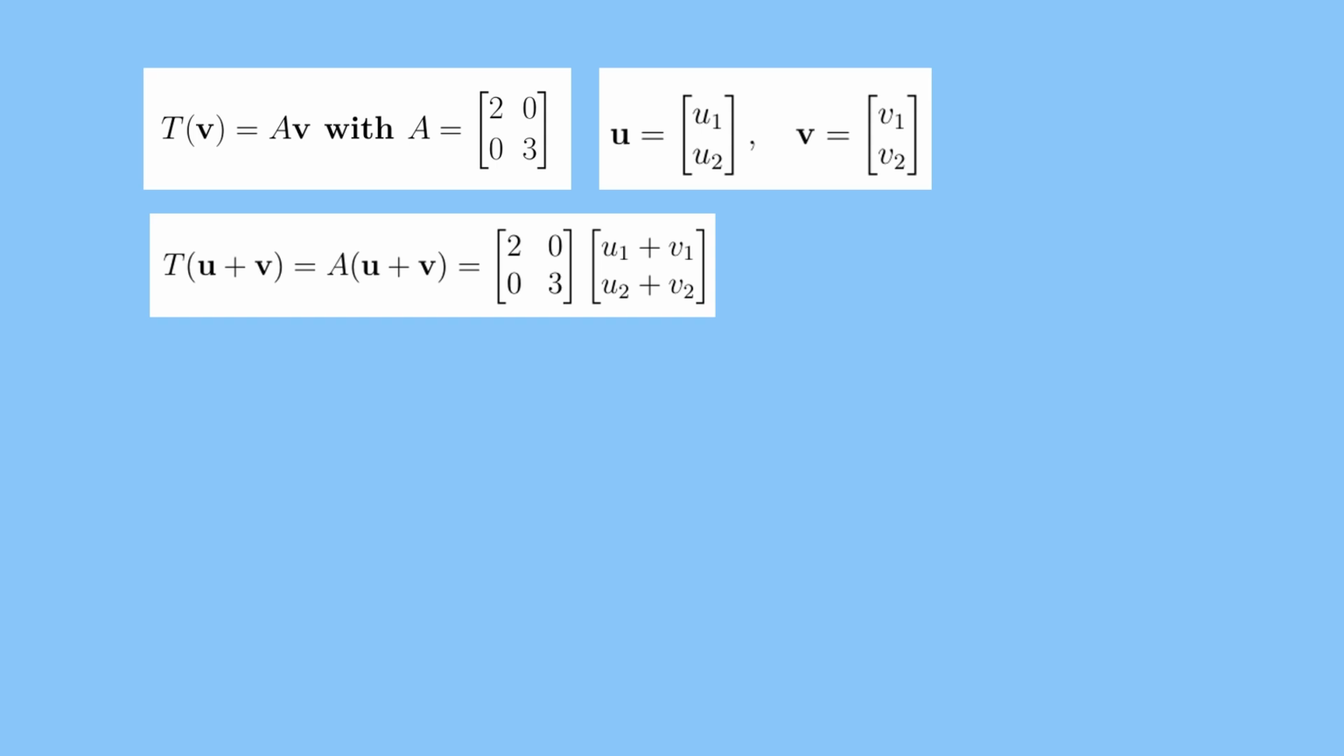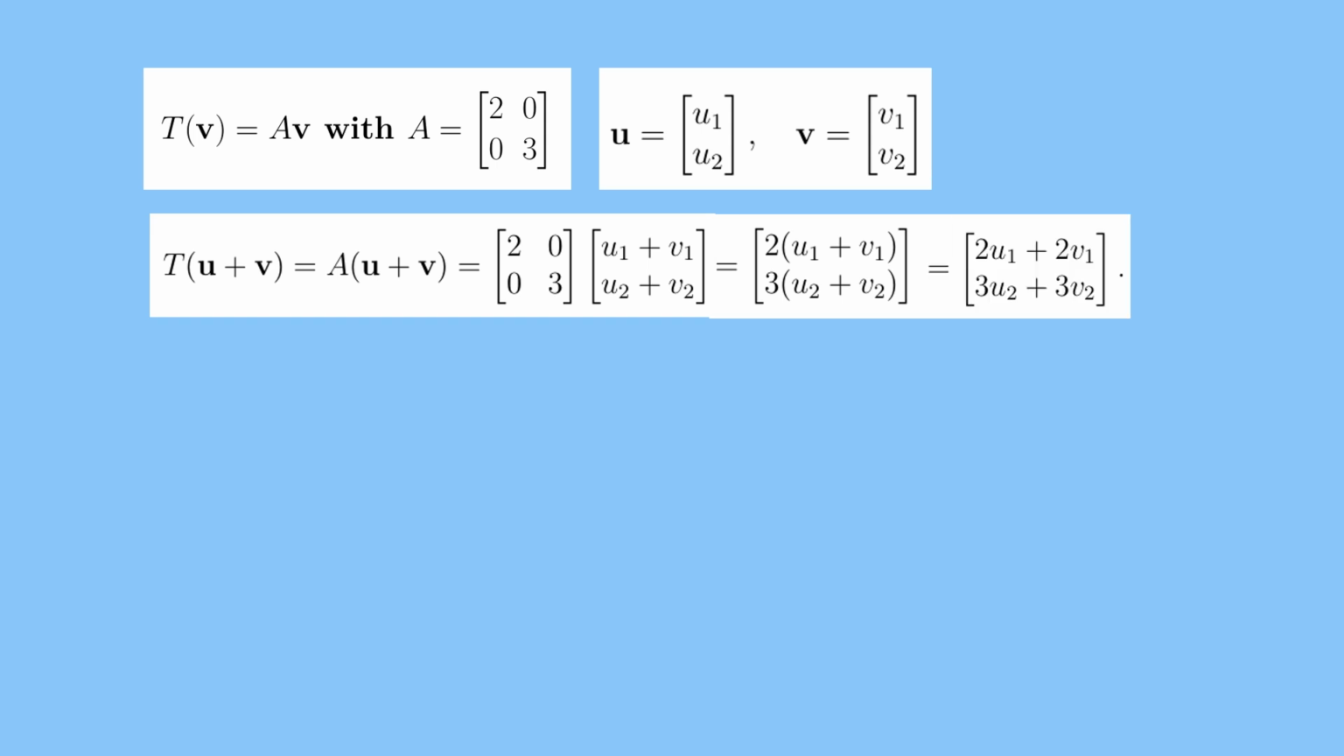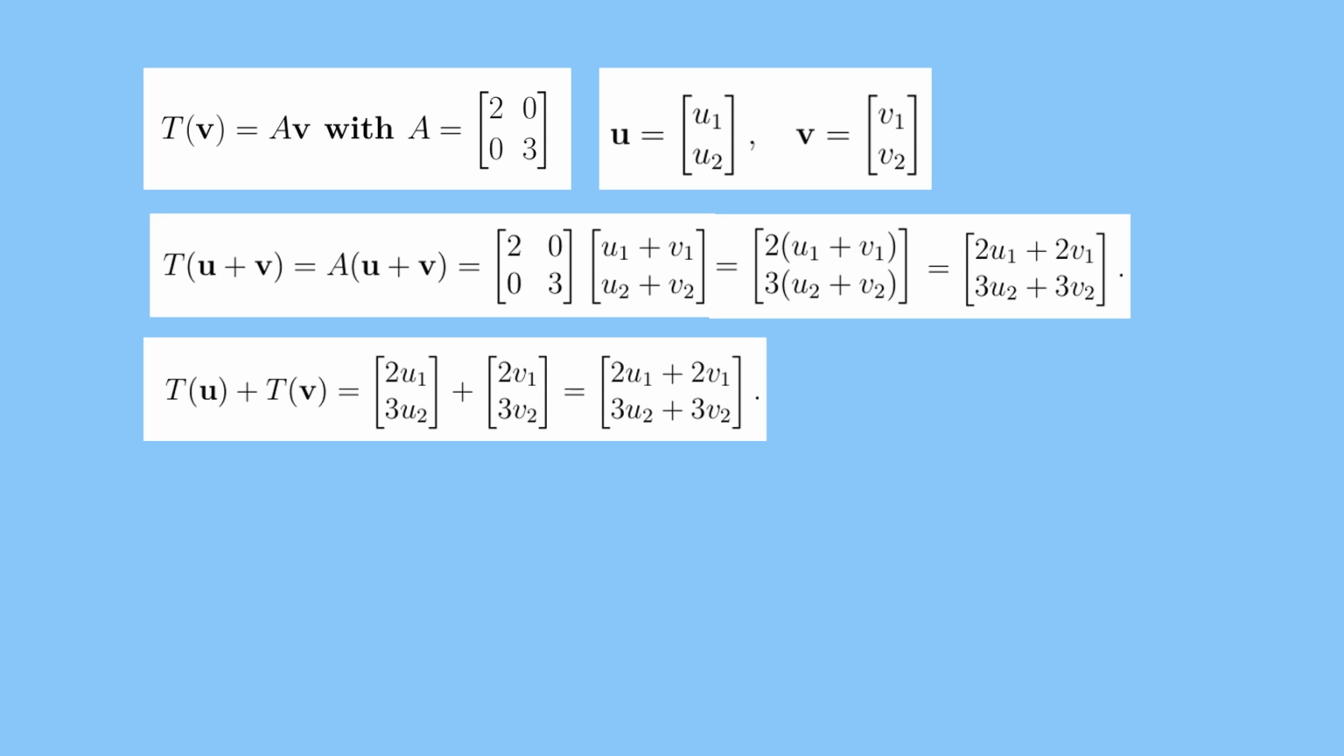Substituting, this becomes a vector with entries 2 times (u1 + v1) and 3 times (u2 + v2). Expanding, this gives 2u1 + 2v1 and 3u2 + 3v2. Next, we compute T(u) + T(v). The transformation T(u) is the vector with entries 2u1 and 3u2, and T(v) is the vector with entries 2v1 and 3v2. Adding these two vectors yields the same result as T(u + v), confirming the property of additivity.